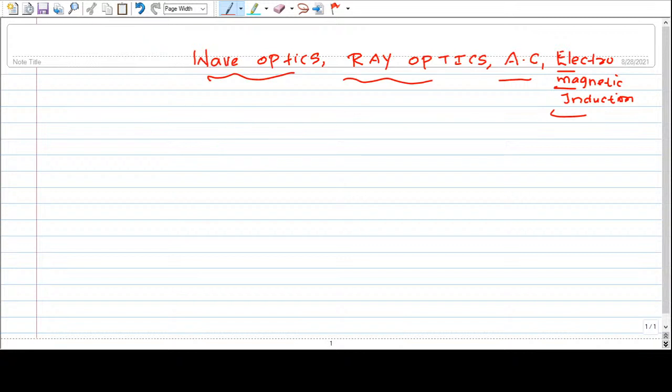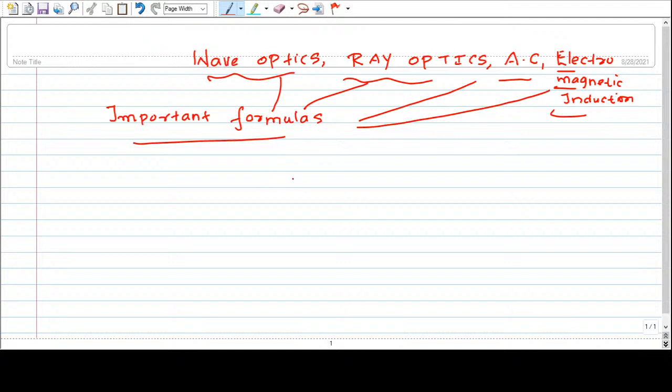What are the formulas involved in wave optics, ray optics? Important formulas which we can expect this year 2021. Especially these two lessons first we are going to write. Then after that we are going to write AC and electromagnetic induction. Please, everyone start writing these particular formulas, which are very important.